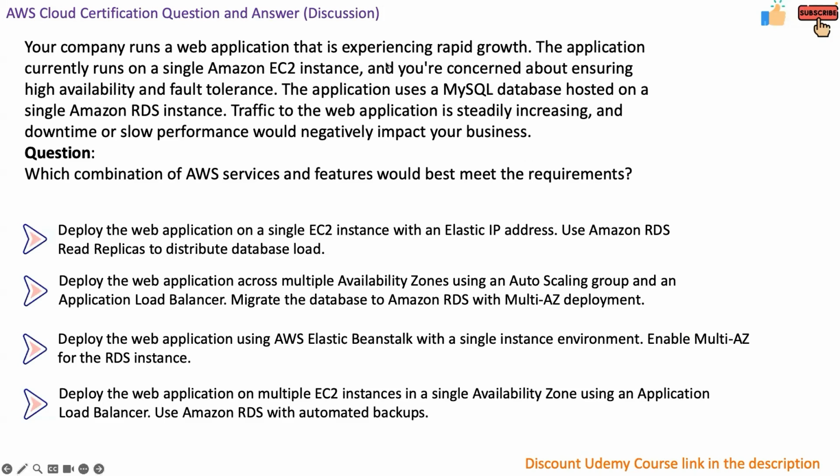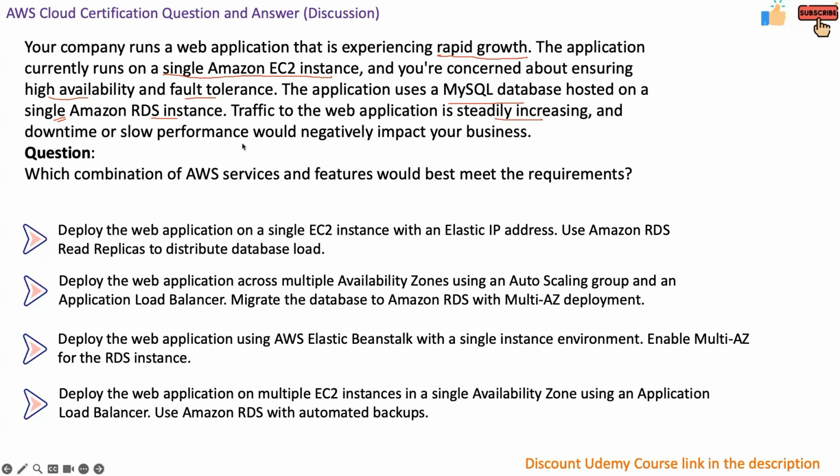So first of all, we have a rapid growth of an application, and this application is running on a single Amazon EC2 instance. And we are concerned about the high availability and fault tolerance. Please remember, we are not concerned about the cost at this moment, and it is not mentioned in the question. We are also using a MySQL database hosted on Amazon RDS, but that is also on a single availability zone. Now, the traffic of the web application is steadily increasing and slow performance is affecting the business.